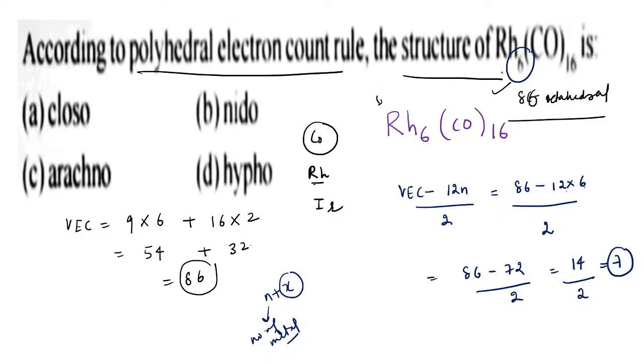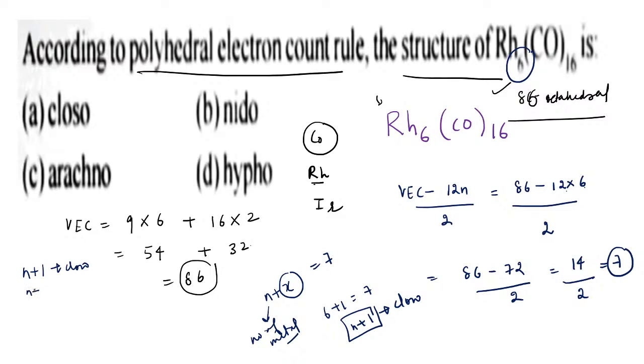Okay, so the number of metals is 6, so we have to get 7 as the answer. So this is 6 plus 1. Now if it's an n plus 1 type of formation, we generally represent this as closo. So if you are getting n plus 1 as the polyhedral electron count, this is closo.